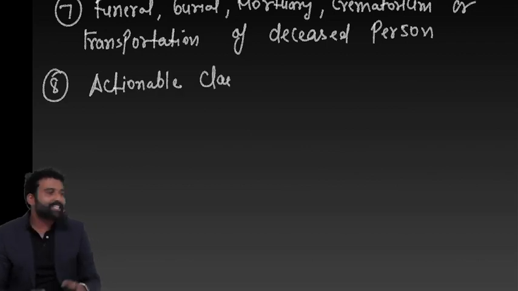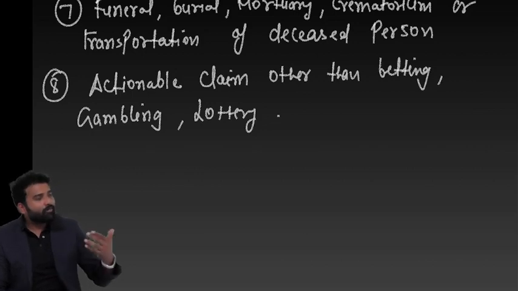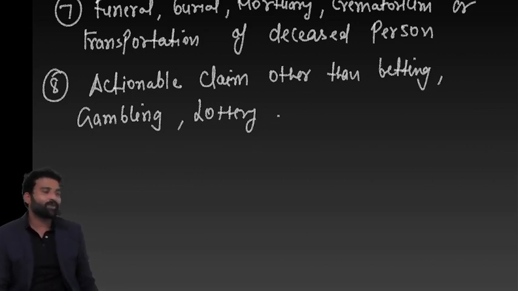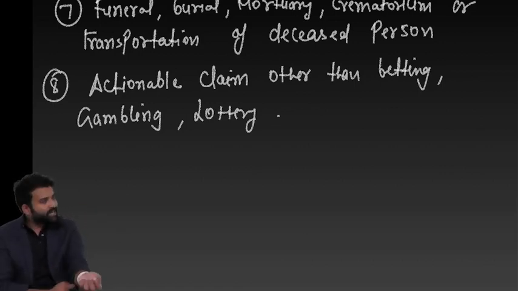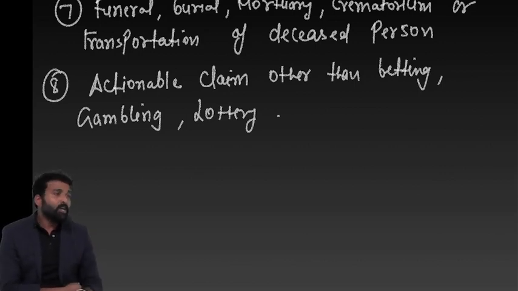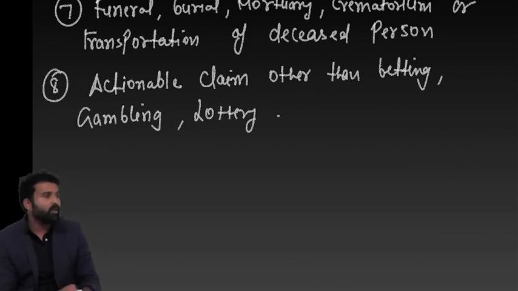Next one is actionable claims, but interesting. Other than betting, gambling, and lottery. The purpose of including actionable claims was to introduce tax on betting, gambling, and lottery. So other than betting, gambling, and lottery, if I am transferring any other actionable claim, like a bill of exchange, discounting of bill of exchange, that is not a supply under Schedule 3 because actionable claims are covered in Schedule 3. Only betting, gambling, and lottery is a supply. So other than betting, gambling, and lottery, any other transaction of actionable claim will not be a supply, it will not be covered under Schedule 3.